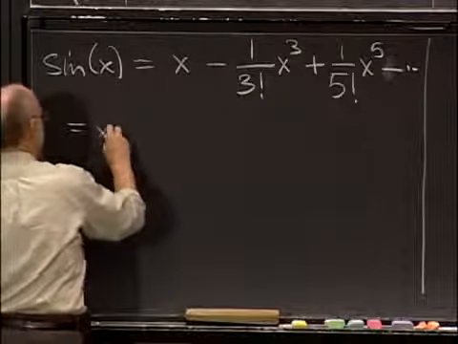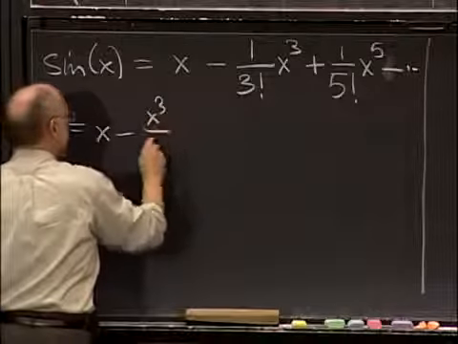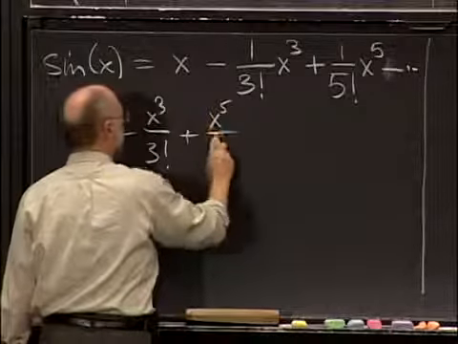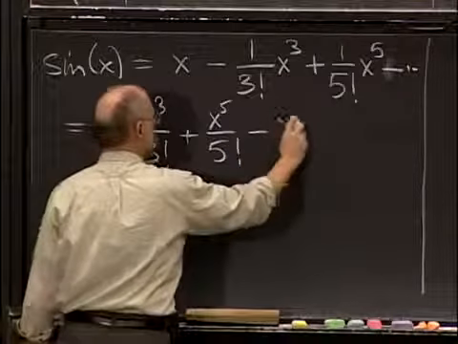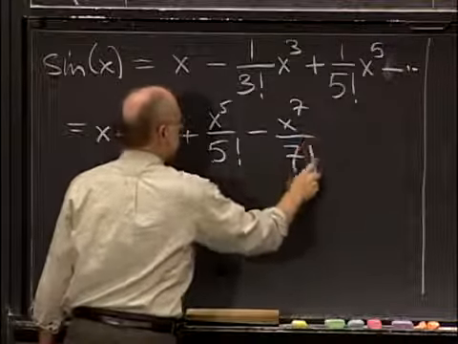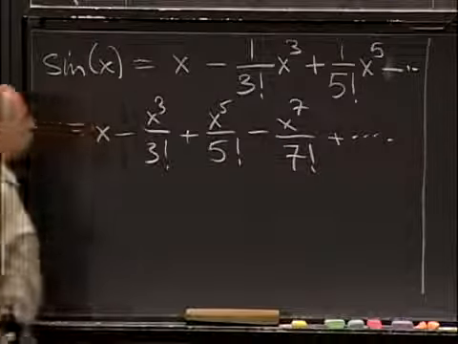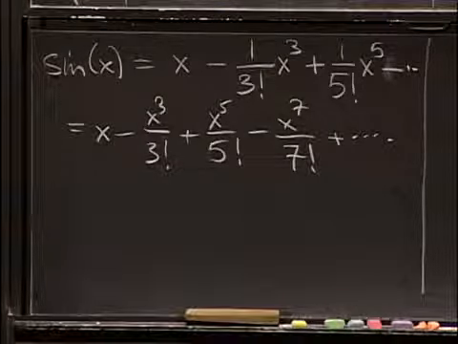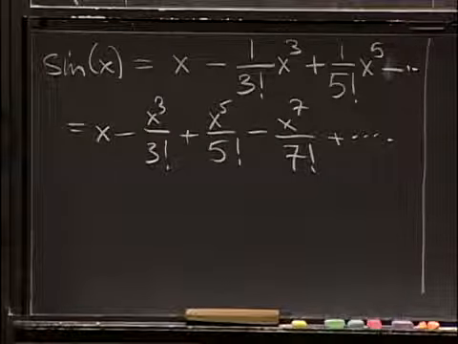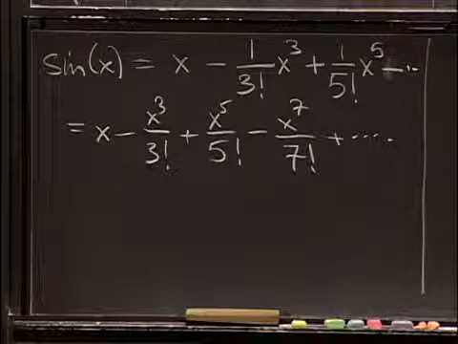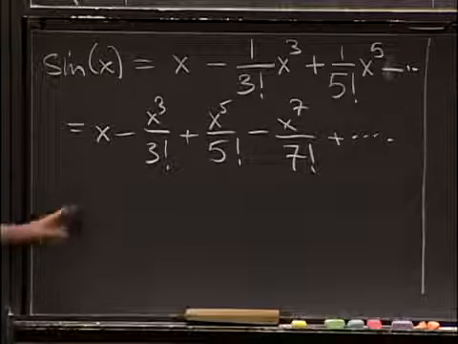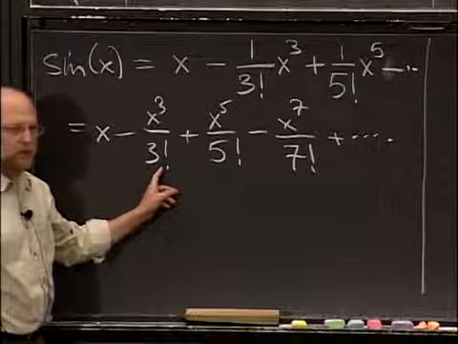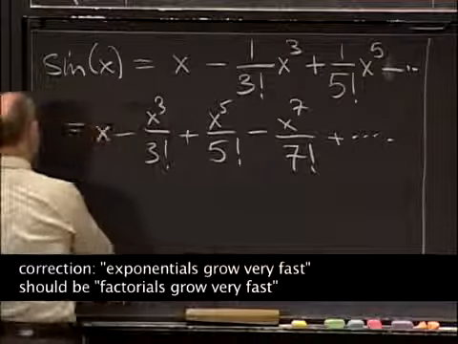Let me write this out again, just so we have x cubed over 3 factorial. So it's x minus x cubed over 3 factorial plus x to the 5th over 5 factorial. You guessed it, and so on. That's the power series expansion for the sine of x. Okay? And so the signs alternate, and these denominators get very big, don't they? Factorials grow very fast. Let me make a remark.